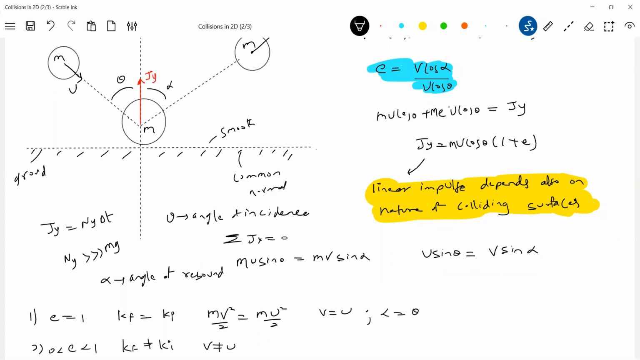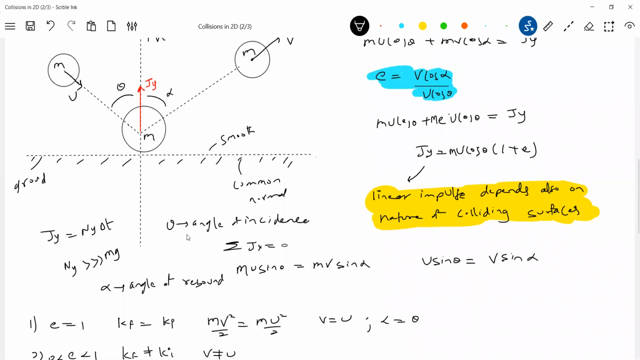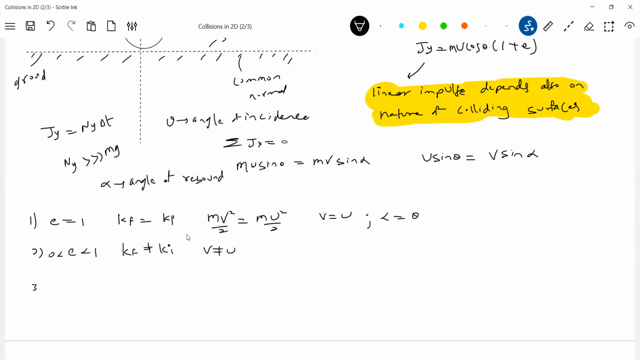Next, again, if e equal to 0... Sir, why did you not write that alpha is not equal to theta? It depends on the ratio of v by u and theta, no? Mathematically, I can write any equation, but it is not true in all cases, no?